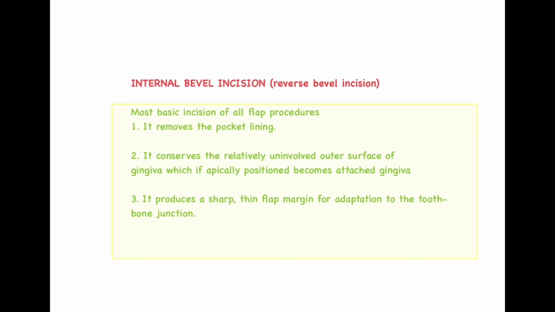Now, the margin of the flap should be such that it can be adapted in close proximity to the tooth as well as to the root. If irregular margins are present, we won't be able to adapt it smoothly. If it is not adapted in a proper way, it will directly impede the wound healing procedure. Therefore, this internal bevel incision basically produces a very thin margin which can be easily approximated onto the tooth as well as the root surfaces.